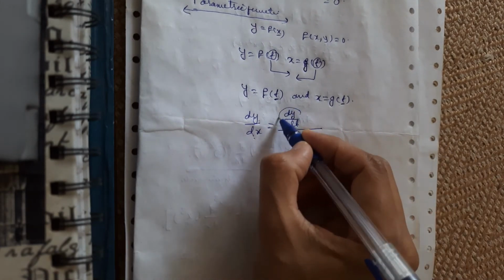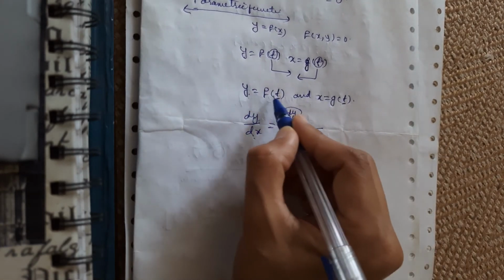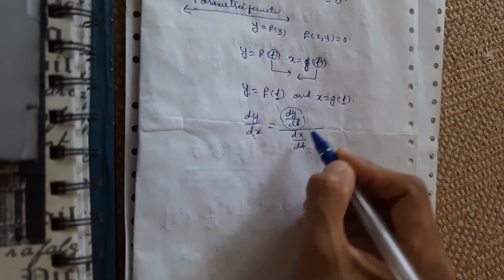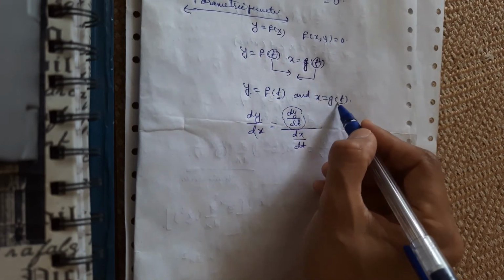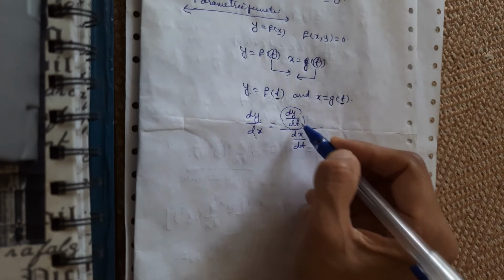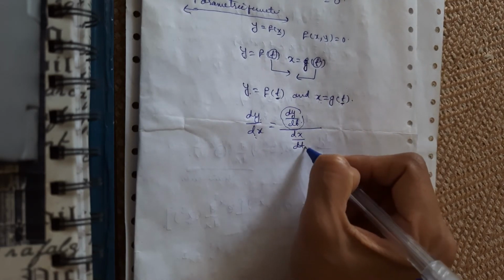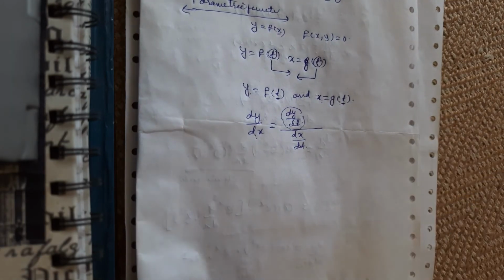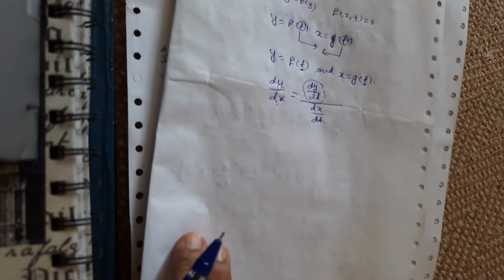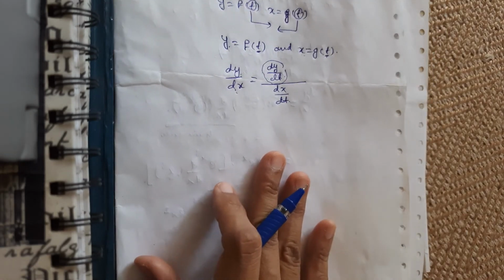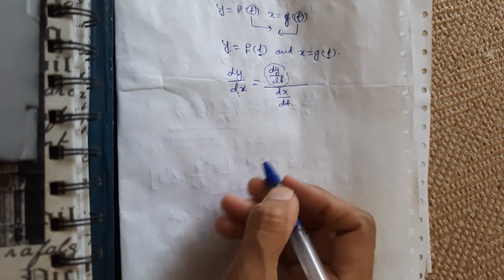Now find dy by dt by directly differentiating with respect to t. Find dx by dt by directly differentiating with respect to t. Put the values in the numerator and denominator, and that is the value of dy by dx. Okay, so that's how we find the derivative of a parametric function. Now I'll show you by solving some examples.